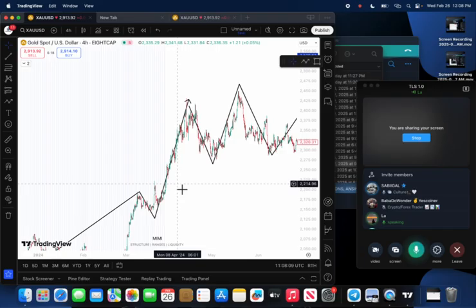Then again, you said that for a change of character to happen on a lower time frame, it has to break at least two lows if it's in an uptrend, and for a higher time frame, at least one low, like for 4 hours. Can we also use the 1 hour time frame as a higher time frame break? If it breaks one low on a 1 hour time frame, can we still use it as a change of character?